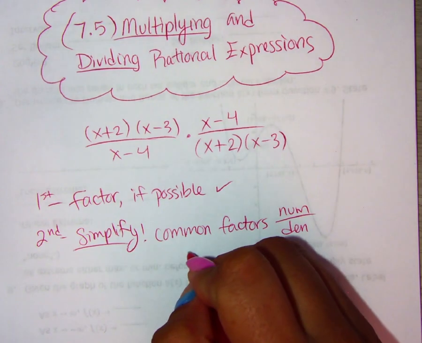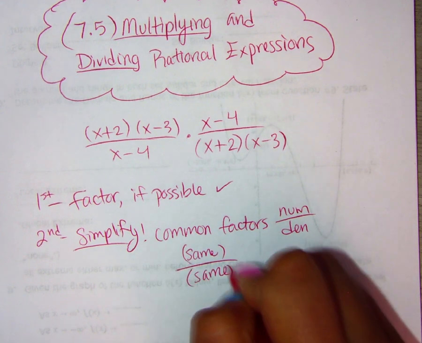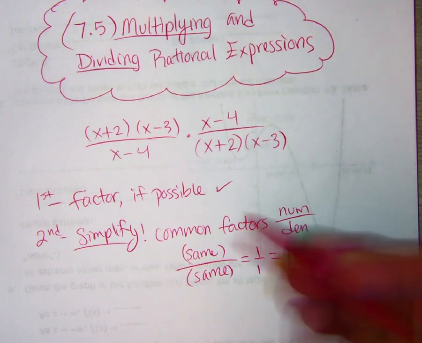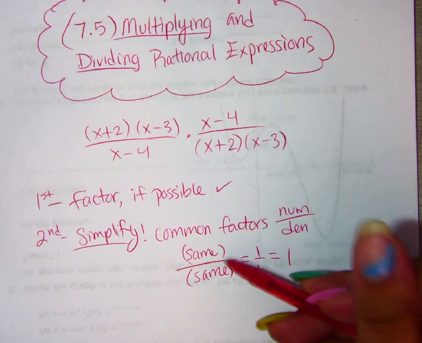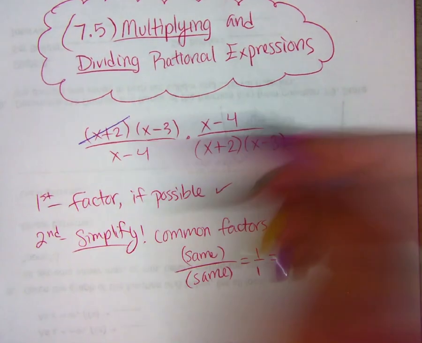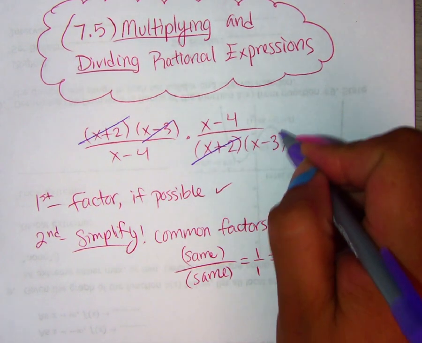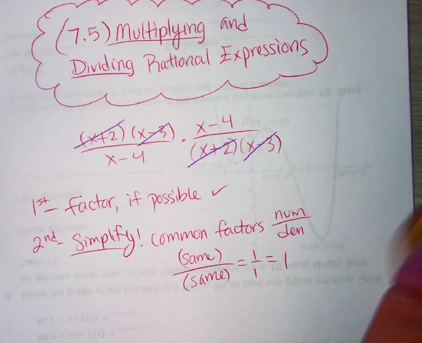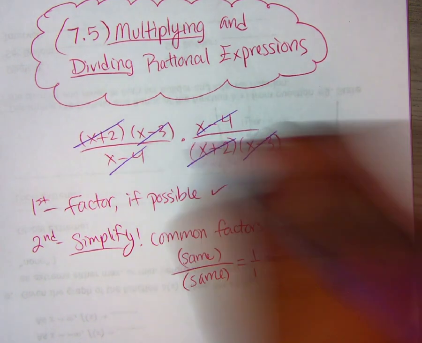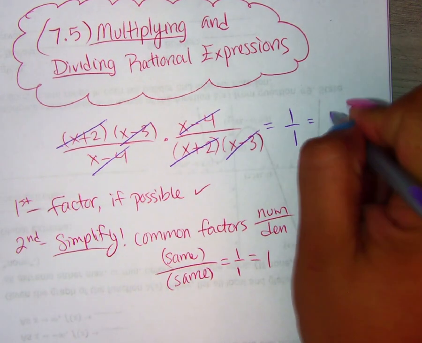Whenever you have the same factor on the numerator and denominator, you end up with a 1-to-1 ratio, which is a 1. For example, 3 divided by 3 is 1, 5 divided by 5 is 1. Same thing with factors. Whenever you have x plus 2 in the numerator and x plus 2 in the denominator, it creates a 1. x minus 3 in the numerator and denominator creates a 1, and x minus 4 in the numerator and denominator creates a 1. So this results in a 1-to-1 ratio, which ends up being just 1 as an answer.